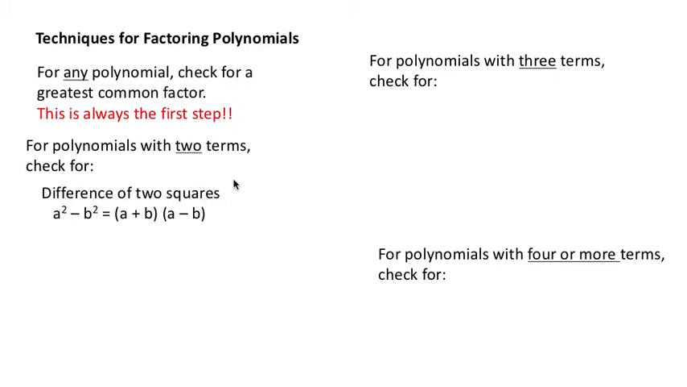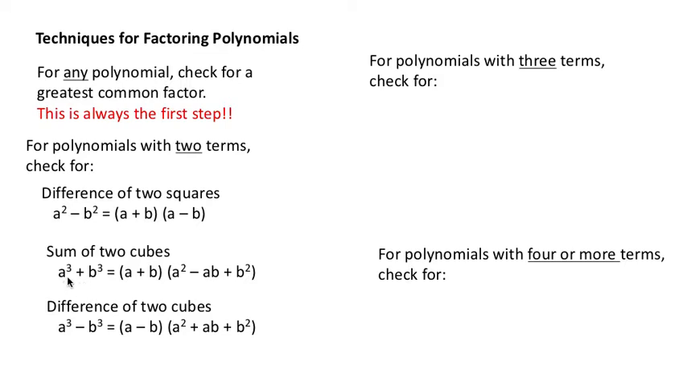If it's got 2 terms, if it's a difference of 2 squares, you can use this factoring rule to do it. If it's a difference or a sum of 2 cubes, you can use these rules. Okay, so if you know these rules, they'll save you a lot of time. You definitely need to memorize the difference of 2 squares rule.